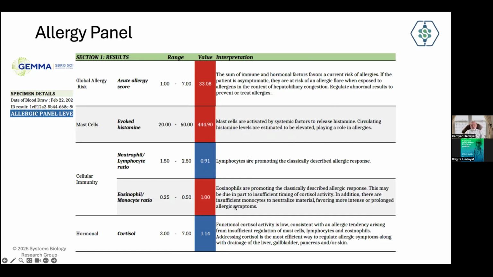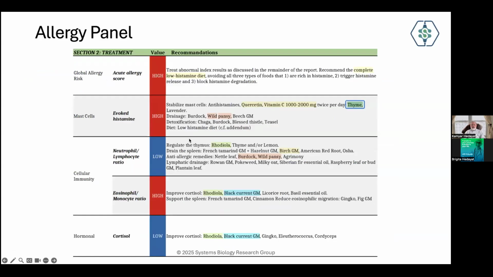So for each of these results, there's an interpretation that's specific to this result and this level of result to explain what's going on. And then in the next page, you would see this treatment section, which gives you a summary recommendation of your overall therapeutic strategy, a complete low histamine diet, and I'll show you that because we have a handout included for free in this panel.